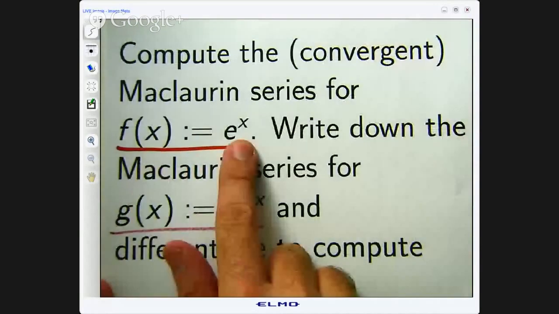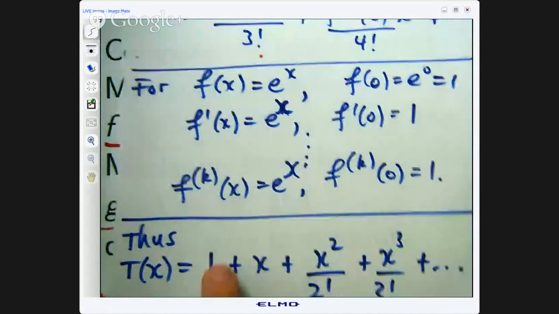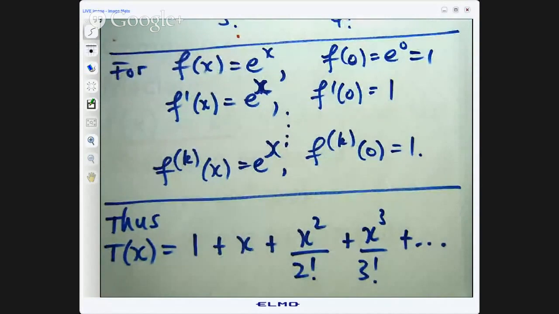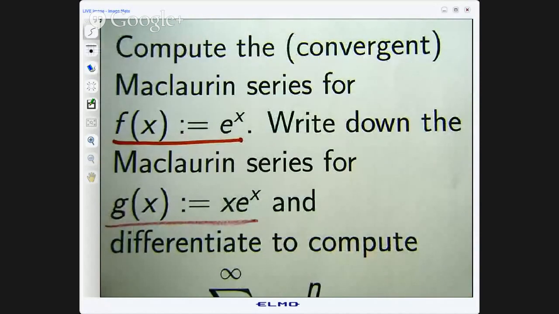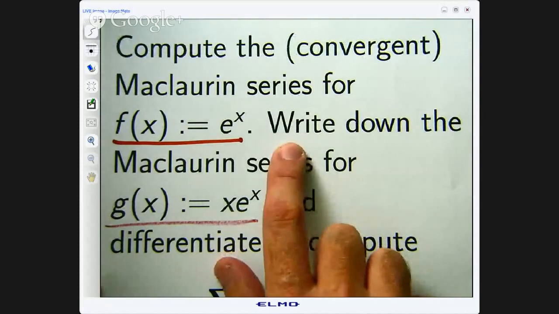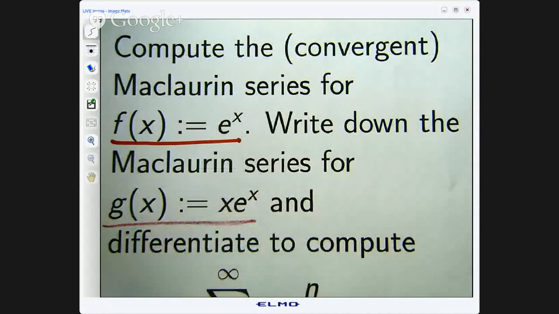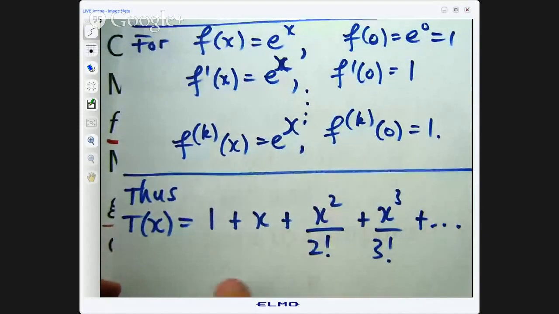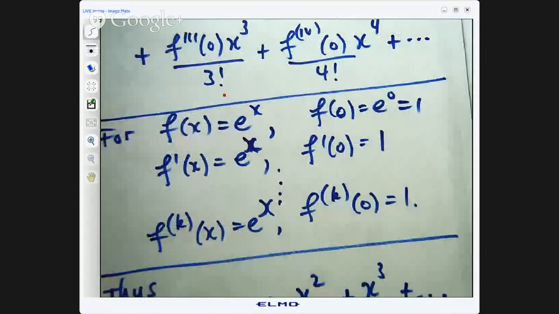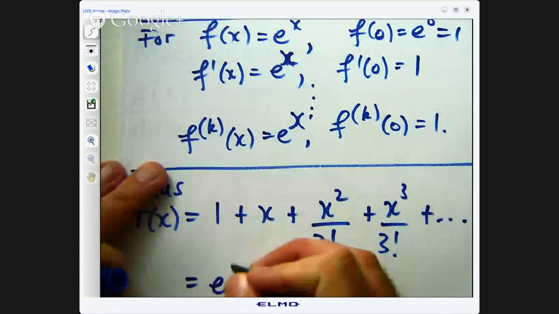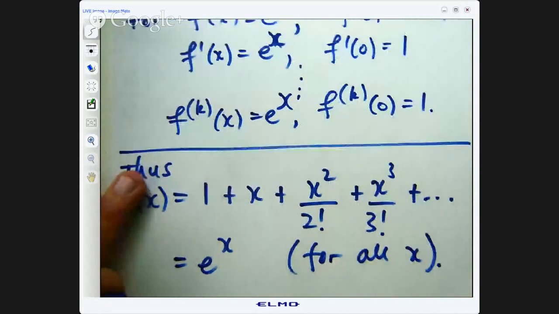All right, so we've got a Maclaurin series that we're told converges. In other words, for every x value, this and e to the x are one and the same functions. Now that's important because it means we can do stuff with our Maclaurin series. Write down the Maclaurin series for this. So g of x is just x times e to the x. So let's take this series. Let's multiply it by x, and we'll get a series for x e to the x. Now it converges for all x.